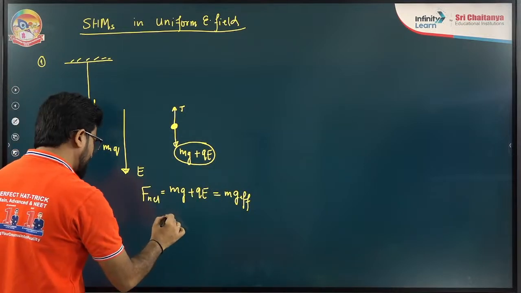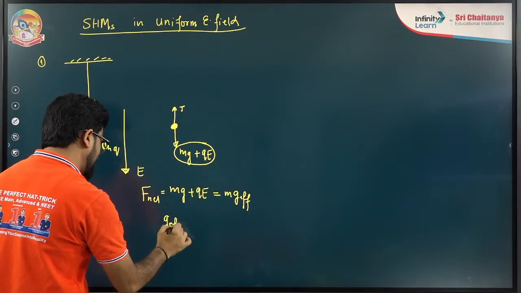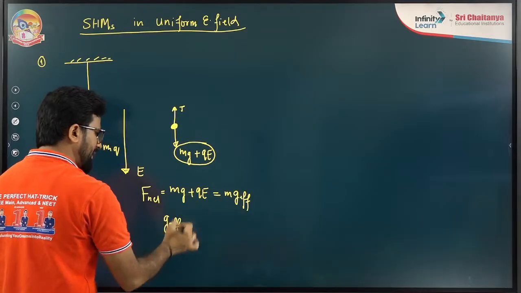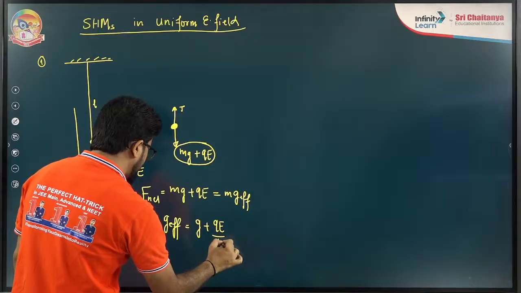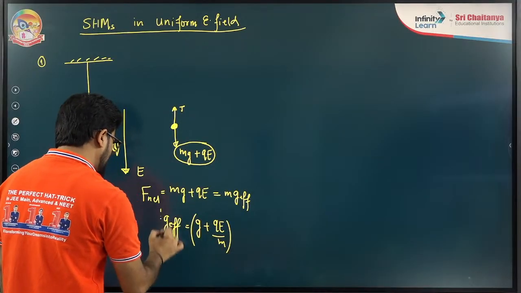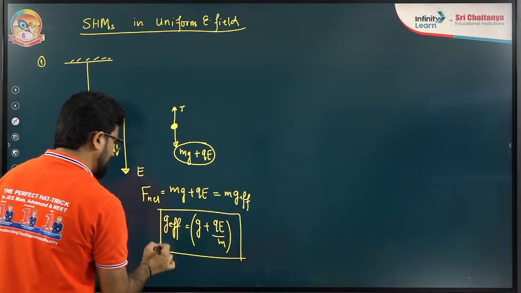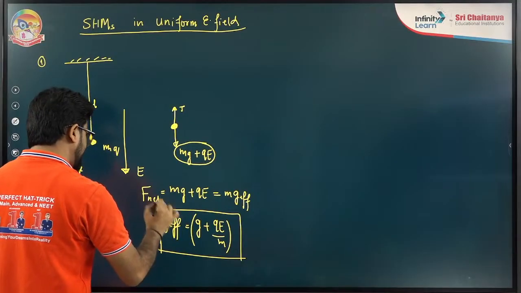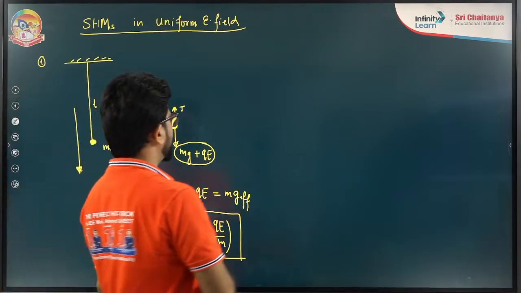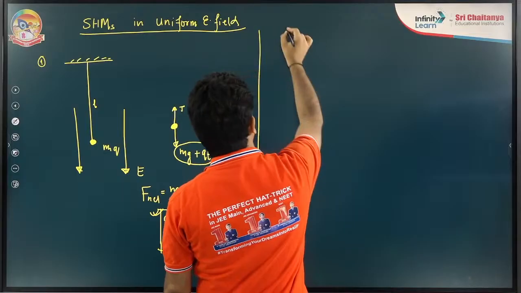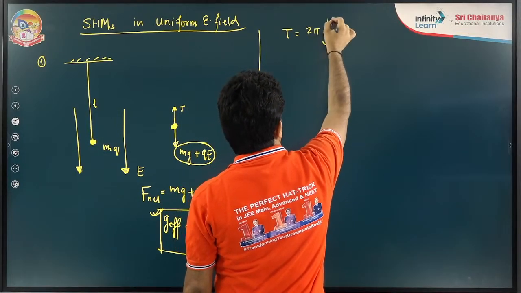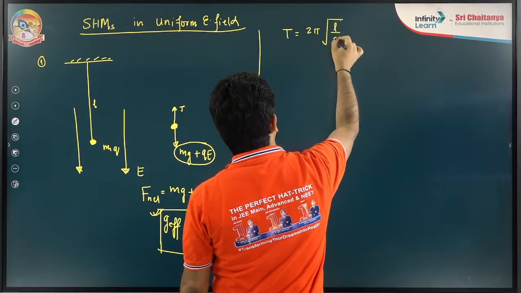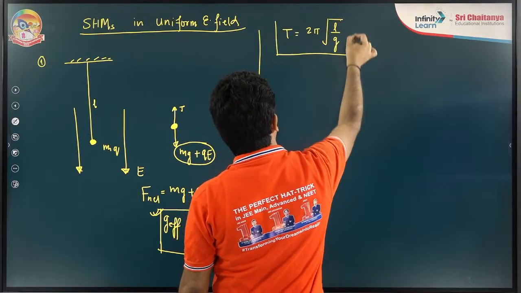So what is the g effective term? You can divide by M. This becomes g plus QE by M. We can write it, and we get the answer. Using this g effective concept, we can write the time period very simply. The time period we already know: T equals 2 pi under root L by g. This is the initial time period.